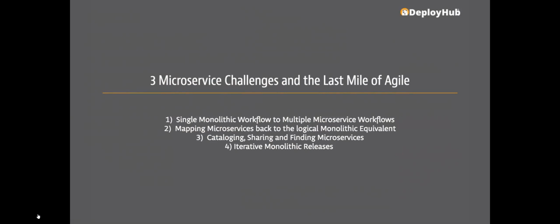You also have a challenge of mapping the microservices back to your monolithic equivalent. And you know, I've been asked, why do you need to do that? We're going to talk a little bit about why you might need to do that. The other thing is figuring out how to share and catalog your microservices. And then fourth, if you're not doing microservices yet, but you still want to start doing things in an iterative way that's going to represent what it's going to look like when you move away from monolithic, you have to start thinking in terms of how to do an iterative deployment in your Agile cadence.